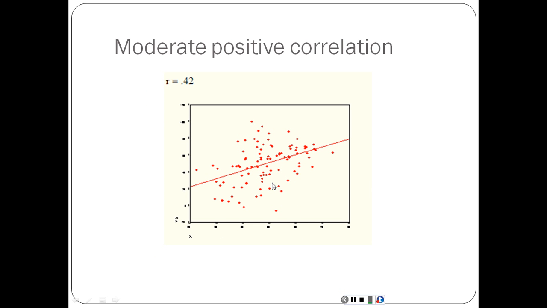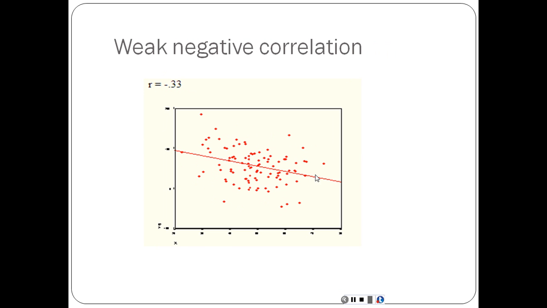So you can see it's pretty scattered here. Probably an r of 0.42 is not a correlation that we would want to see. It's probably not a relationship that we would like to see if we're examining the strength of this relationship. So only moderately positive.